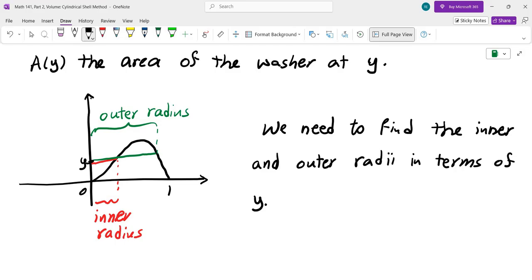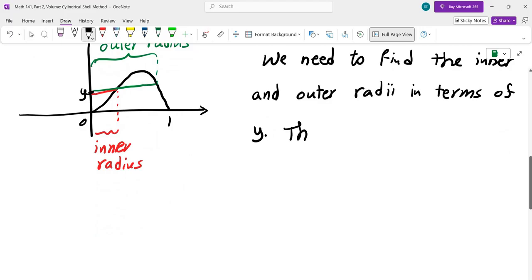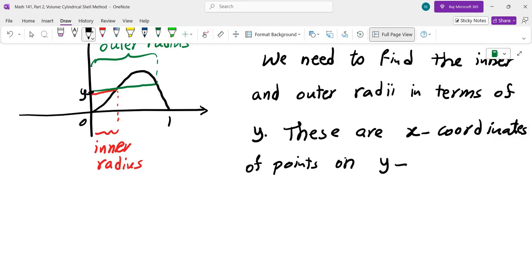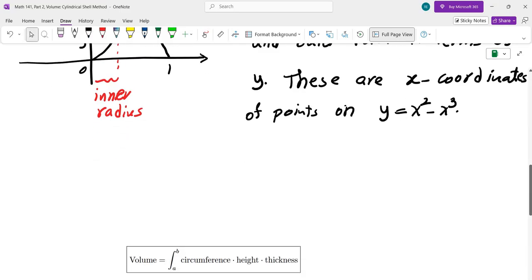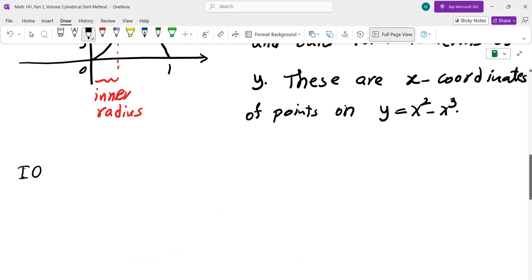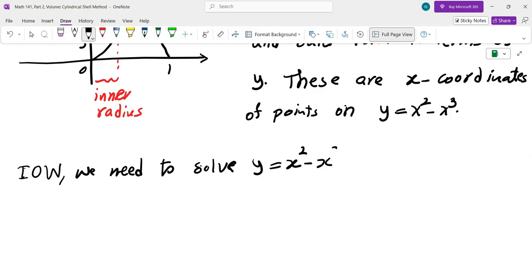But what are these? Well, those are the x coordinates of points on y equals x squared minus x cubed. So what does that mean? In other words, we need to solve y equals x squared minus x cubed for x. But this is a cubic, and we can't really solve cubics. The process of solving cubics is too complicated.